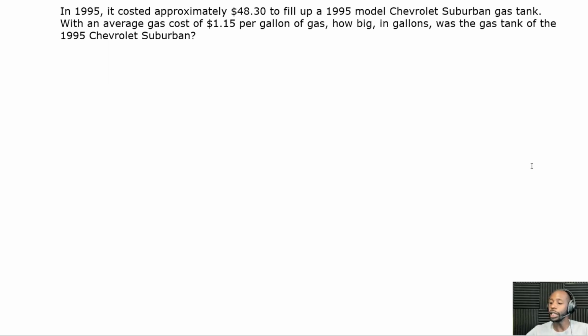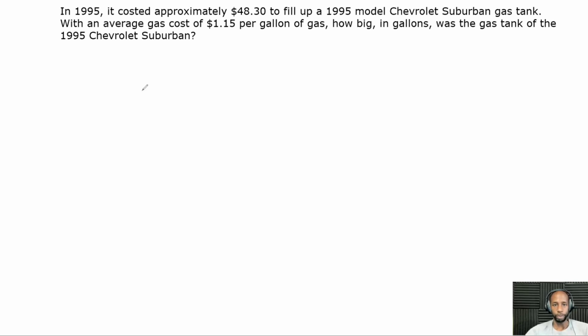So, if you know anything about filling up a gas tank in today's world, and you know anything about Chevrolet Suburbans, this is pretty cheap gas, okay? Relatively speaking, of course. The further back you go, the cheaper it was. But anyway, I digress. But I do remember gas around this time.